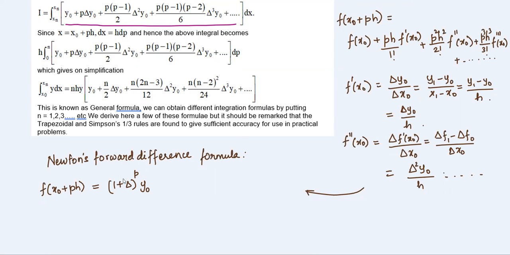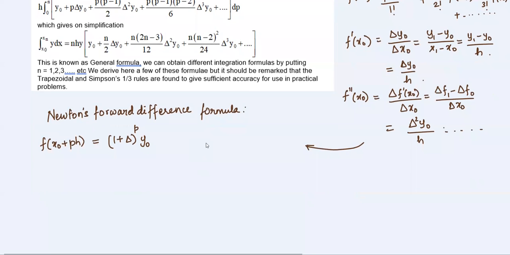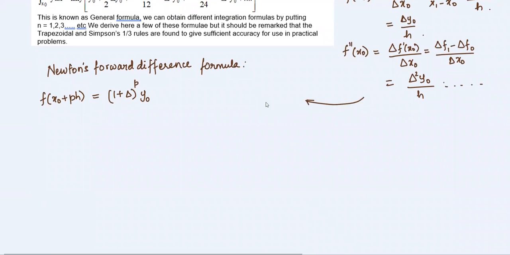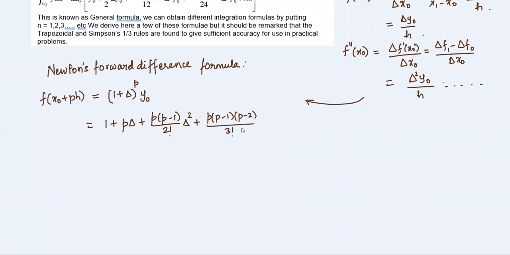And then pC2, that is p into p minus 1 by 2 factorial into delta square. So this turns out to be this formula, which is 1 plus p times delta plus p into p minus 1 by 2 factorial delta square plus p into p minus 1 into p minus 2 by 3 factorial delta cube, and so on.